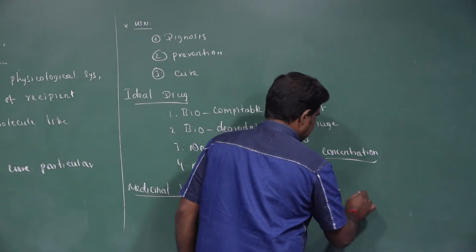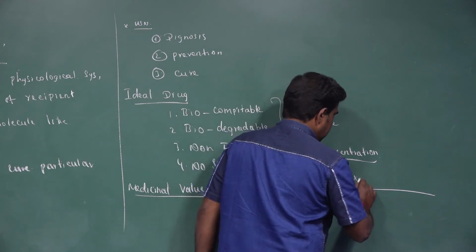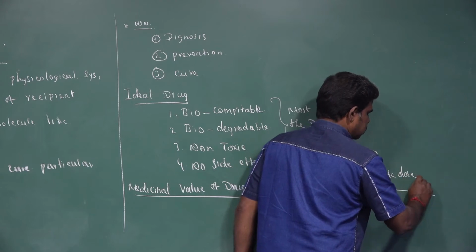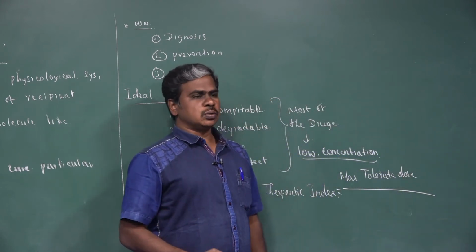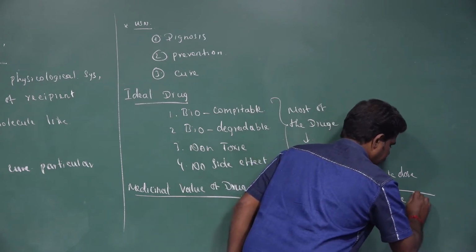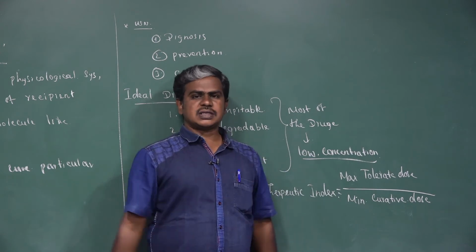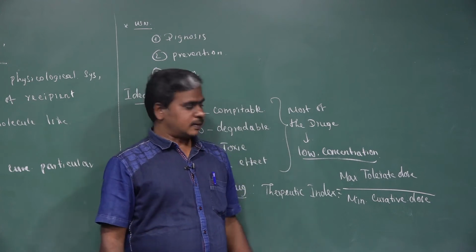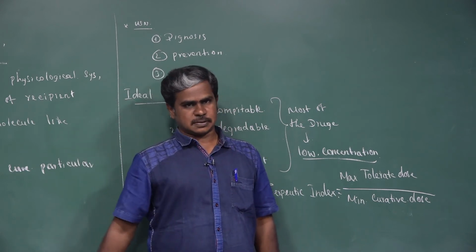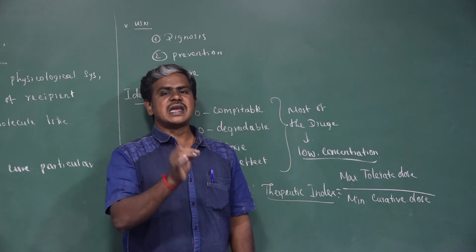The therapeutic index is nothing but the ratio of the maximum tolerated dose of a drug to the minimum curative dose of a drug. The maximum tolerated dose is the dose above which the drug becomes toxic. The minimum curative dose is the dose below which there is no effect on the biological system. So, if the therapeutic index of a drug is high, then it is an ideal or perfect drug.